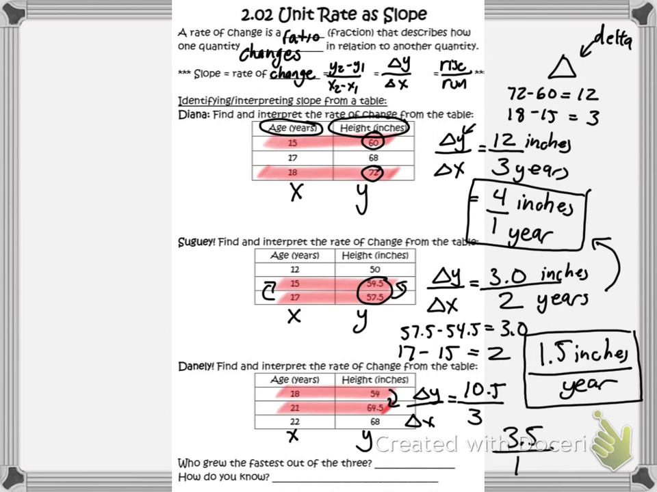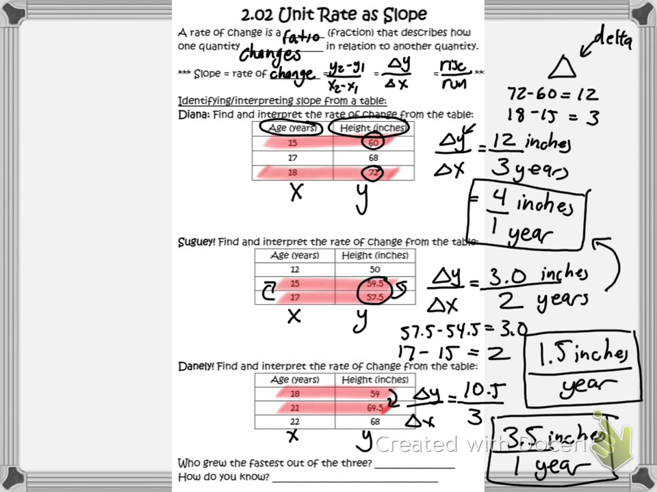Now, 3.5 what over 1 what? Remember, these are 2 quantities, right? So I need to assign units to these numbers. Otherwise, they're just random numbers, right? So 3.5 inches every 1 year. So Daniele is growing at 3.5 inches a year.